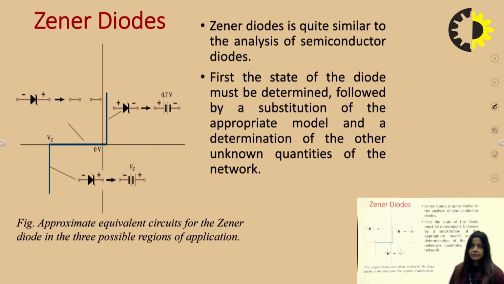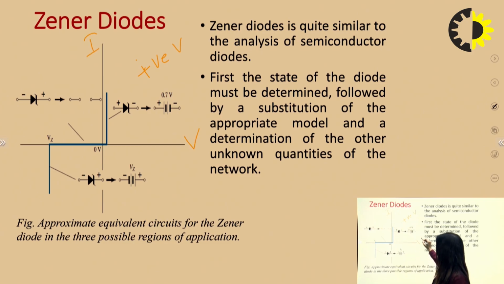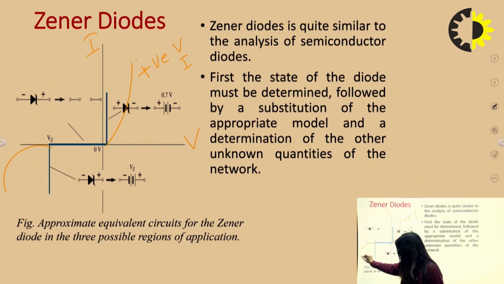Here we can see the characteristics graph of the Zener diode. Here this axis is the positive voltage V and this is the I axis. So this particular quadrant is the positive voltage and positive I quadrant, right? Your Zener diode is behaving just the same as your PN junction diode here, but in this other region, you can say, this is reverse bias.